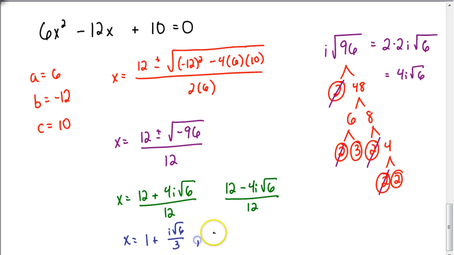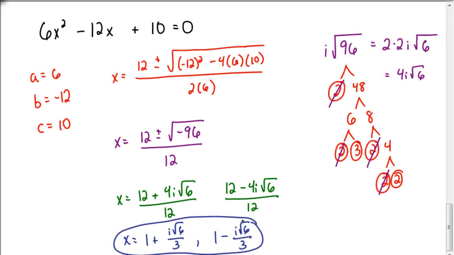The other portion we would have would be 12 divided by 12, which is, again, 1. But this time we'd have minus 4i square root of 6, which would simplify to be i square root of 6 divided by 3. And there's your answer.